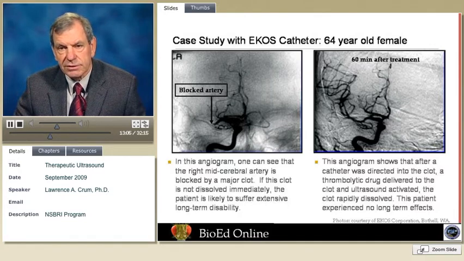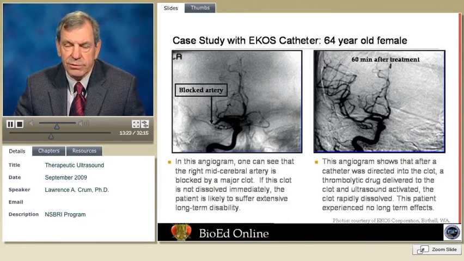As a consequence, this woman suffered absolutely no long-term effects. It was almost like a miraculous cure. So this is a very impressive technology, and it is useful in a sense, and it is innovative technology using therapeutic ultrasound and probably has a lot of applications in the future.